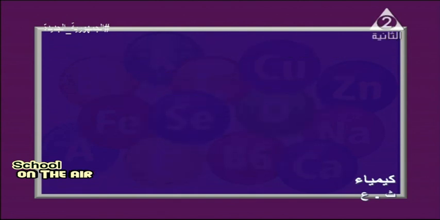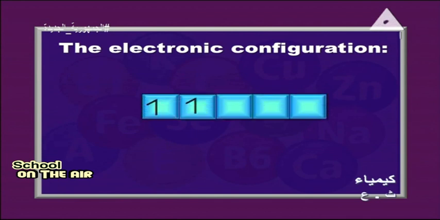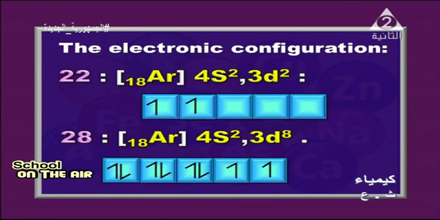So for the explanation here, we write the electron configuration of 22 and 28 as shown on the screen. We find that when the 3d sublevel contains 2 electrons, the magnetic moment equals 2, and also when the 3d sublevel contains 8 electrons, the number of unpaired electrons is also 2, so 22 or 28 is the right answer.